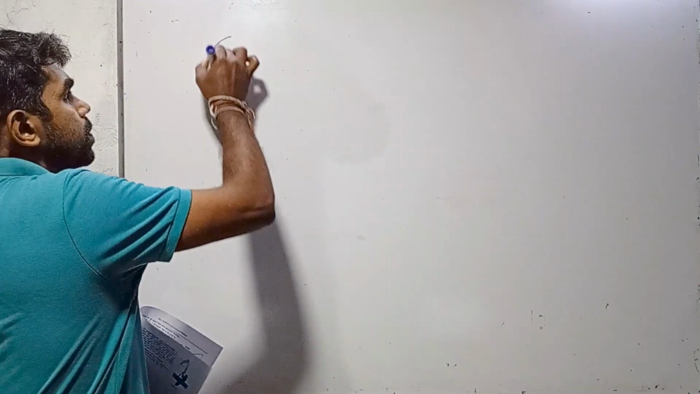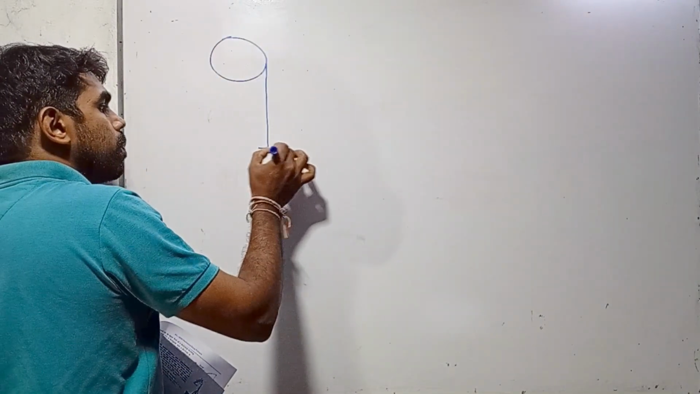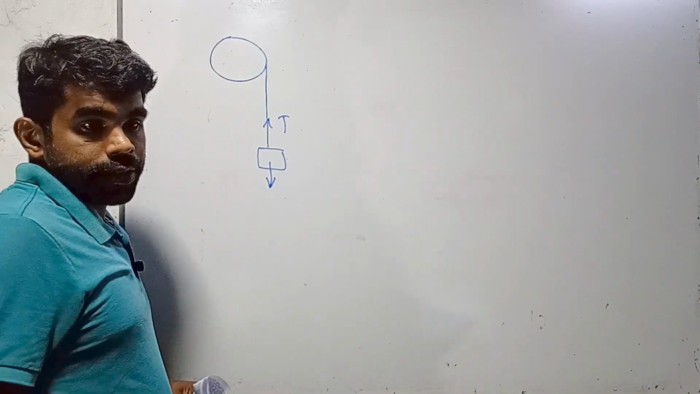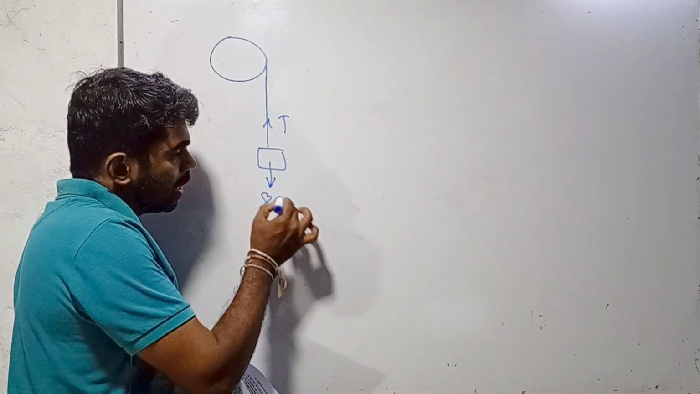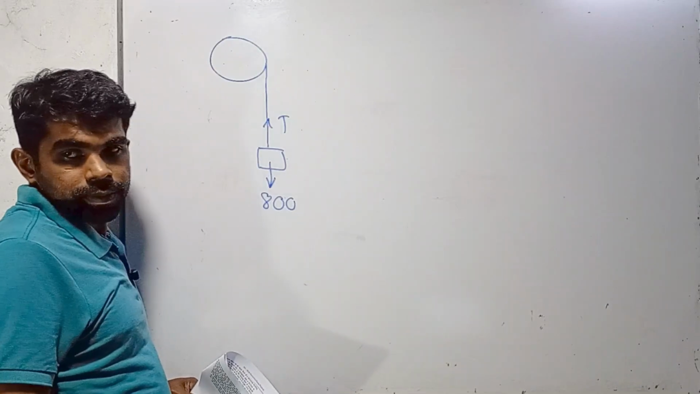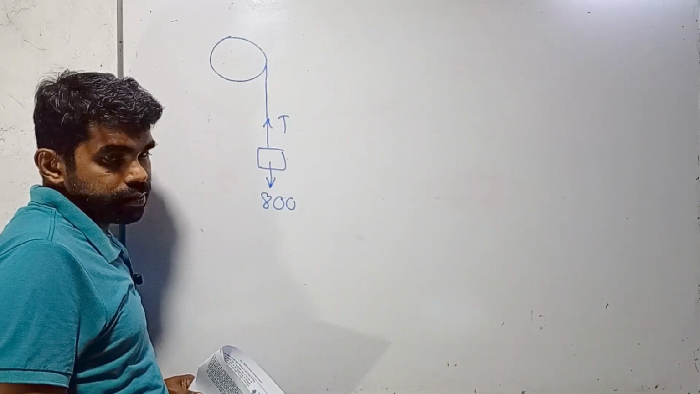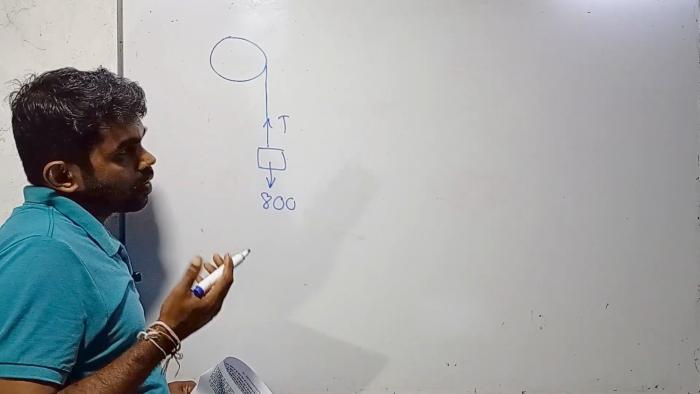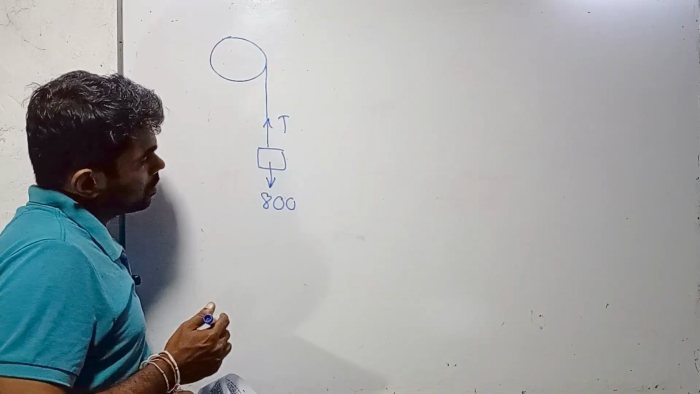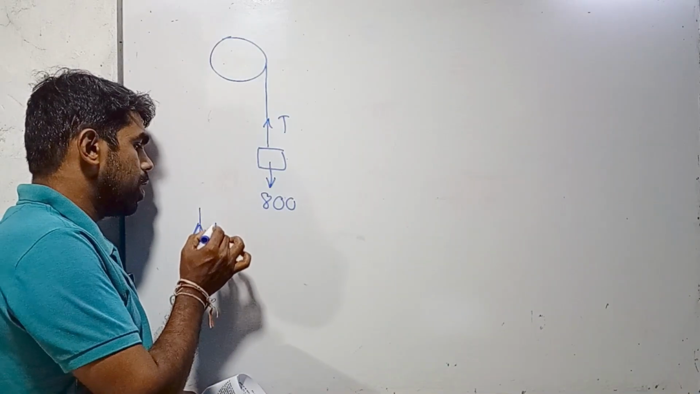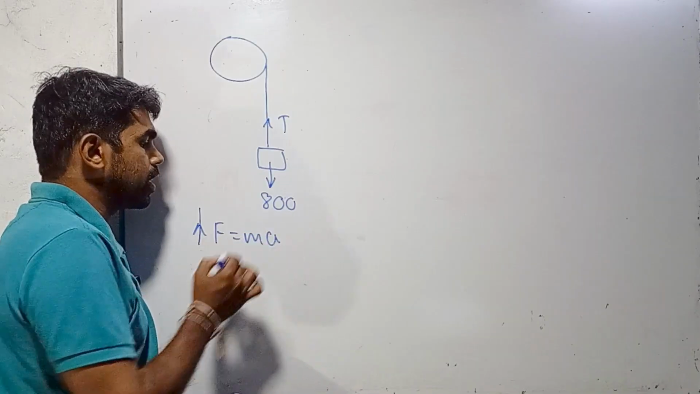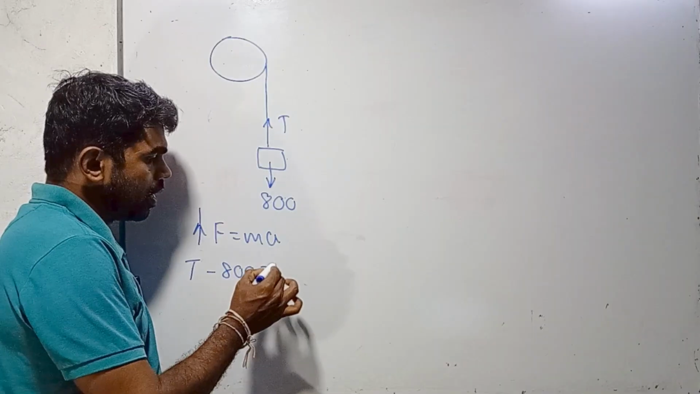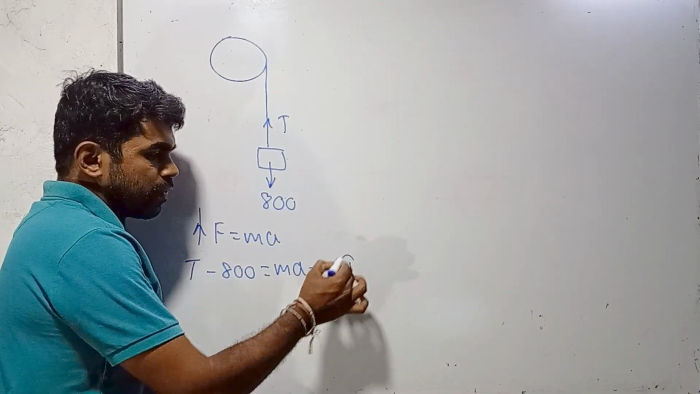We can get the tension of the rope and total weight. Mass 80, we have to get mg, then 800. These are the forces on the rescue basket. Then we can apply F equals ma in the upward direction. Upward force tension minus downward force 800 equals ma. It is the first equation.